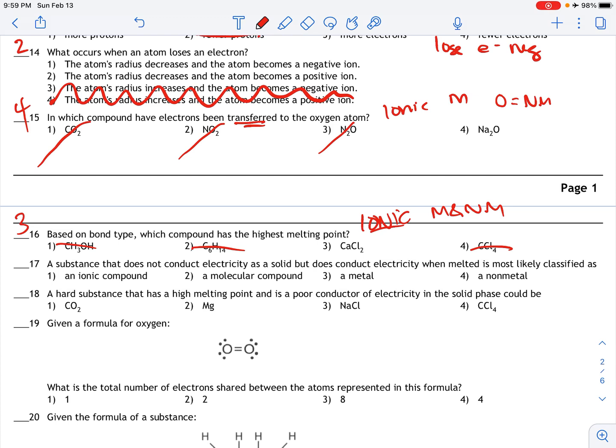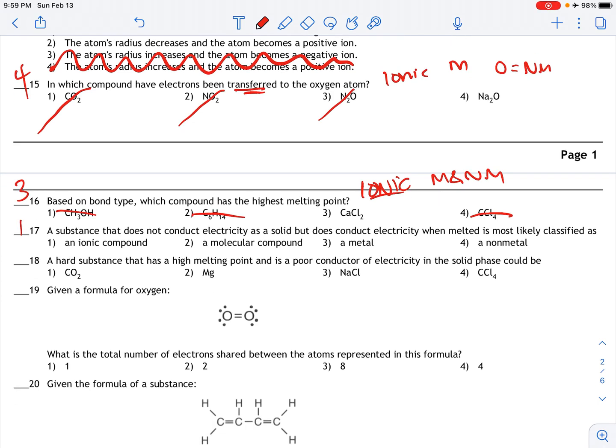A substance that does not conduct electricity as a solid, but does conduct electricity when it's melted, is most likely ionic compounds. It's a straight up definition. A hard substance that has a high melting point and is a poor conductor of electricity in the solid phase could be, once again, ionic. So now we're looking for an example. That's a metal and nonmetal. Okay, so nope. This is just a metal, so that's not it, and not it.